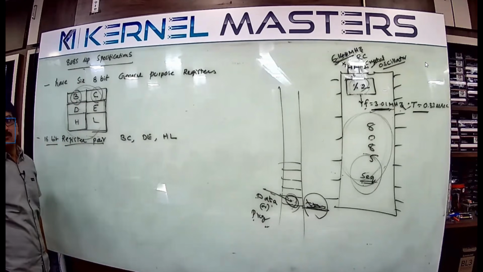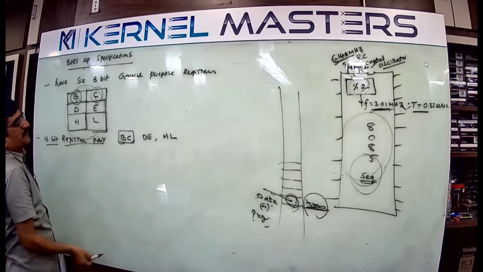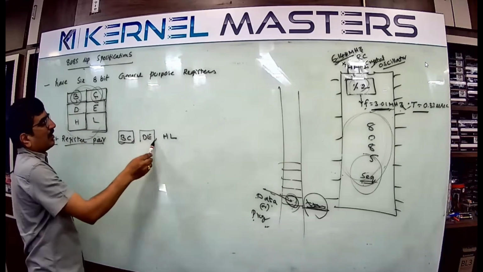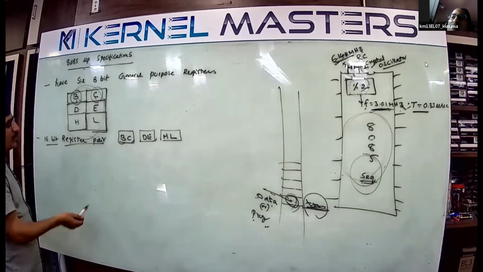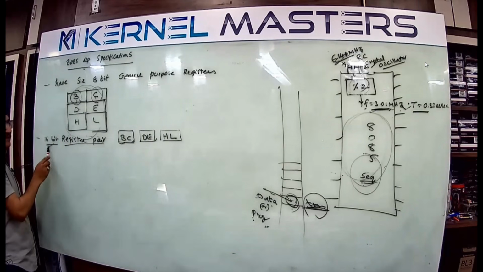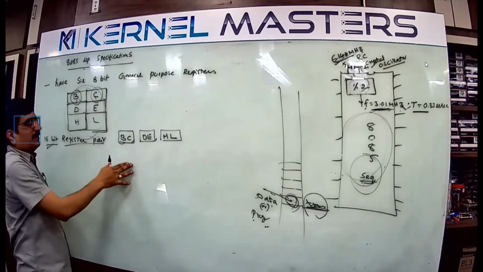A combination of two registers, B and C, makes a 16-bit register. D and E combined make a 16-bit register. H and L combined make a 16-bit register. As a programmer, you can use 16-bit registers too, but there is no straightforward 16-bit general purpose register, only these combinations.